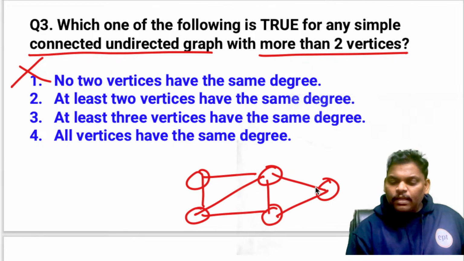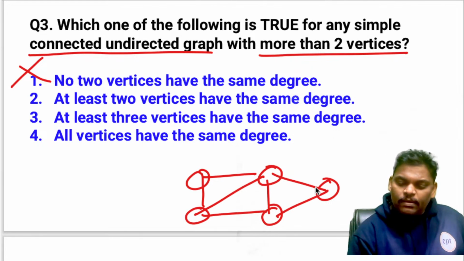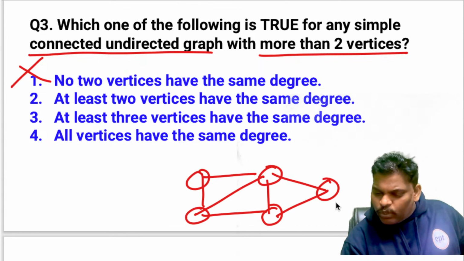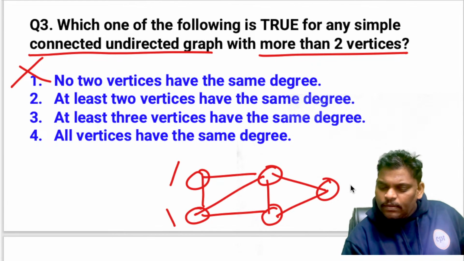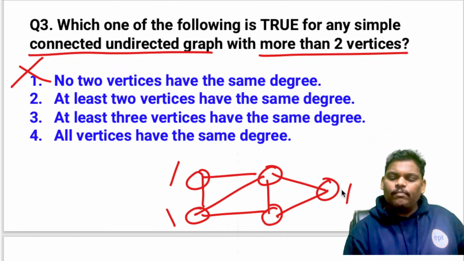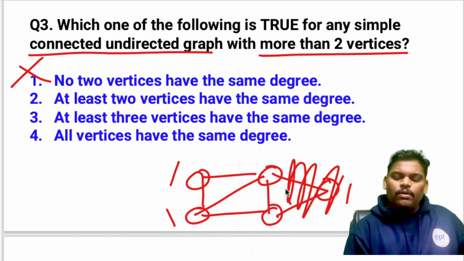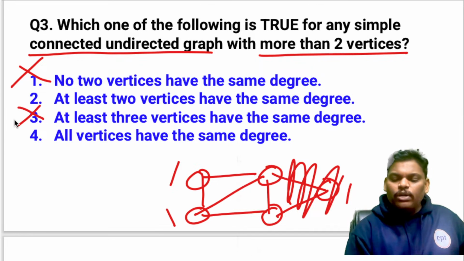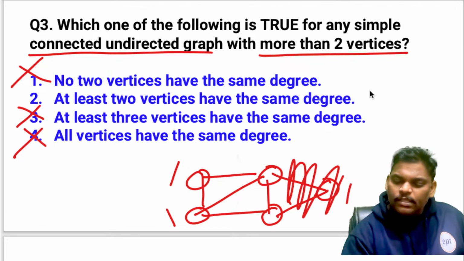Next one. At least three vertices have the same degree. More than two vertices, okay. Two here, two here, three here. Suppose if I remove, at least two people are having the same degree there. At least three is not possible. All vertices having the same degree. I think the answer is 2.